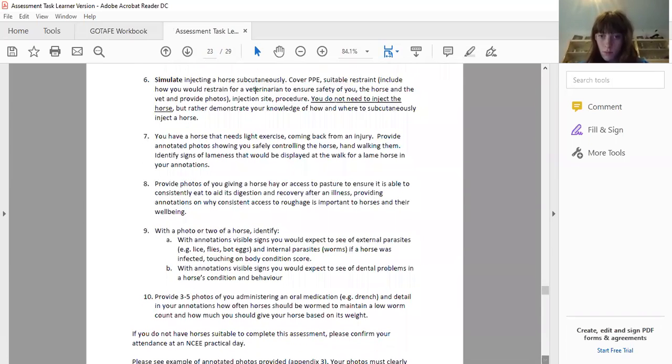7, you have a horse that needs light exercise. They're coming back from an injury. Provide annotated photos showing you safely controlling the horse, hand walking them. So it's as simple as walking a horse. And so that may be one where you go, oh, that's easy for me to be able to demonstrate with annotated photos.